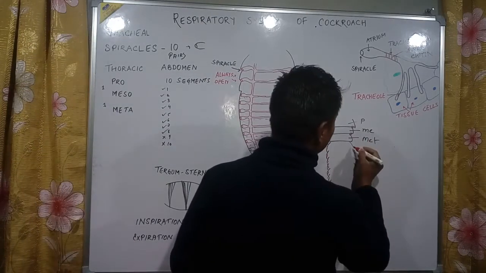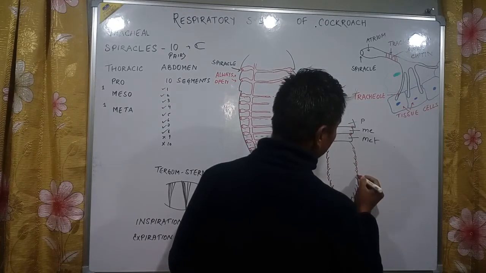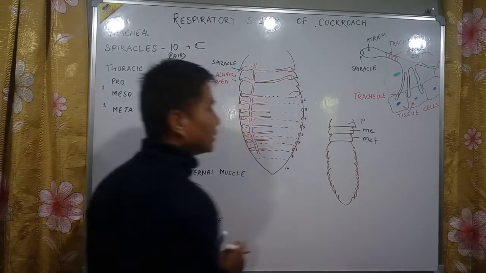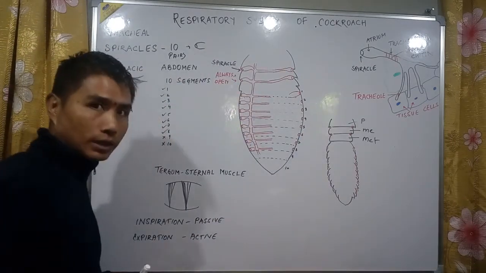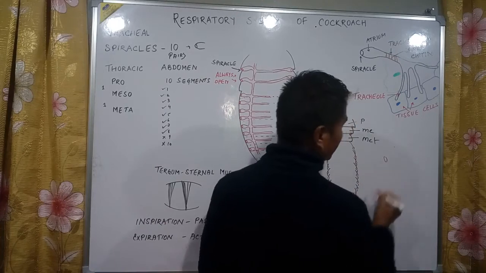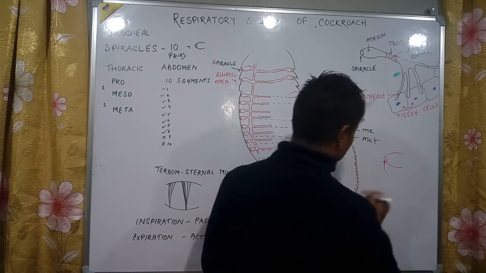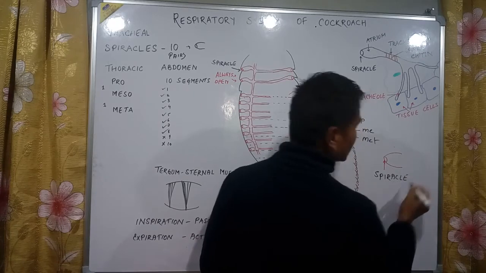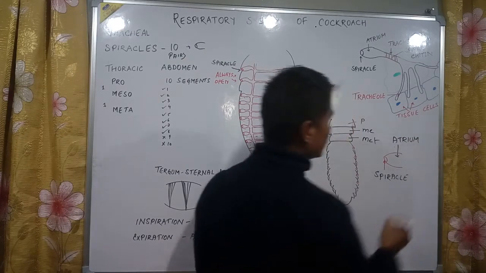So I can draw here: this is second, this is third segment, 4th, 5th, 6th, 7th and 8th. So the total is 10 on one side, 10 on the other side. Number 2, the spiracle is an opening, and from there it opens up into a large chamber, which is known as the atrium.